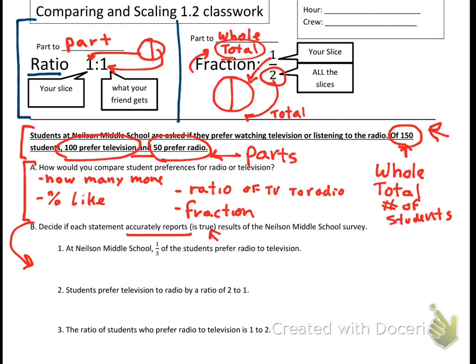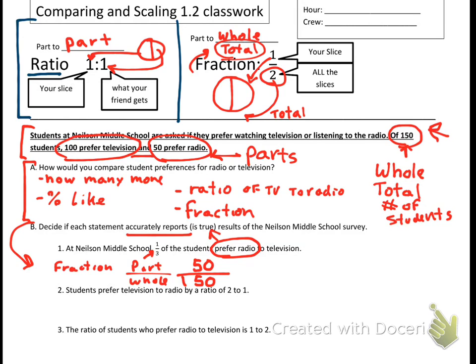At Nielsen Middle School, 1/3 of the students prefer radio to television. Well, first, 1/3. What is that? Is that a ratio? Is that a fraction? Is that a decimal? Is that a percent? It's a fraction. So if it's a fraction, we need to have the part, we need to have the whole, right? Because those are our rules for fractions up here. So, what part are we talking about? The students who prefer radio. Well, how many students prefer radio? 50 prefer radio. Out of how many students total? 150. So there's my fraction, 50 out of 150.